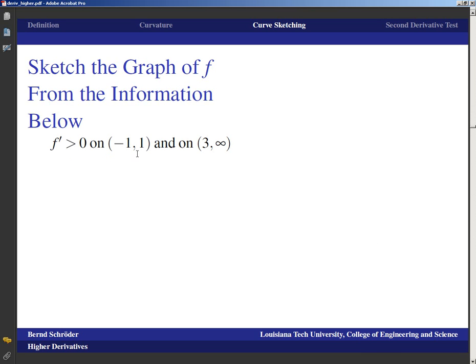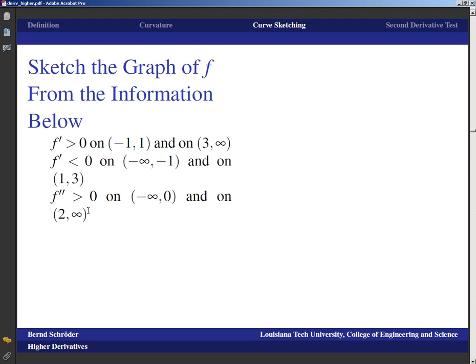The derivative is supposed to be greater than 0 on the interval -1, 1, and on the interval 3, infinity. The derivative is supposed to be smaller than 0 everywhere else. The second derivative is supposed to be greater than 0 on -infinity, 0, and on 2, infinity. And it's supposed to be smaller than 0 everywhere else. And I'm implicitly assuming here that where I'm not giving the derivative, it is supposed to be 0.